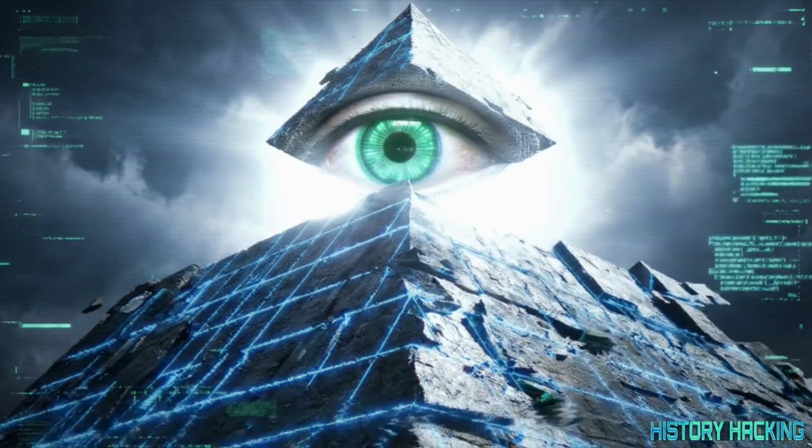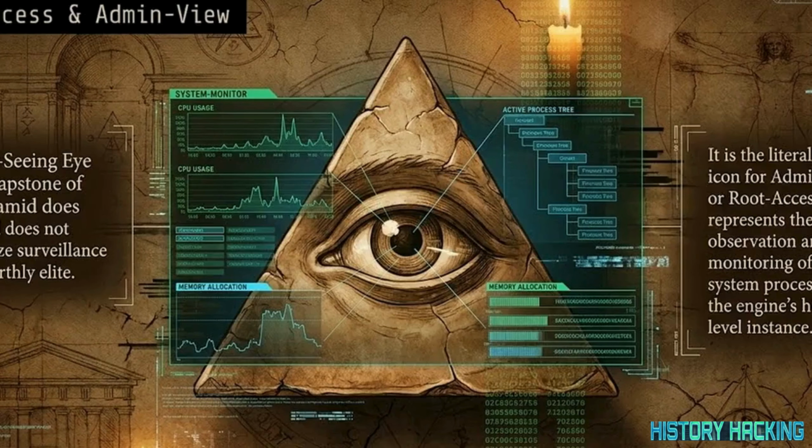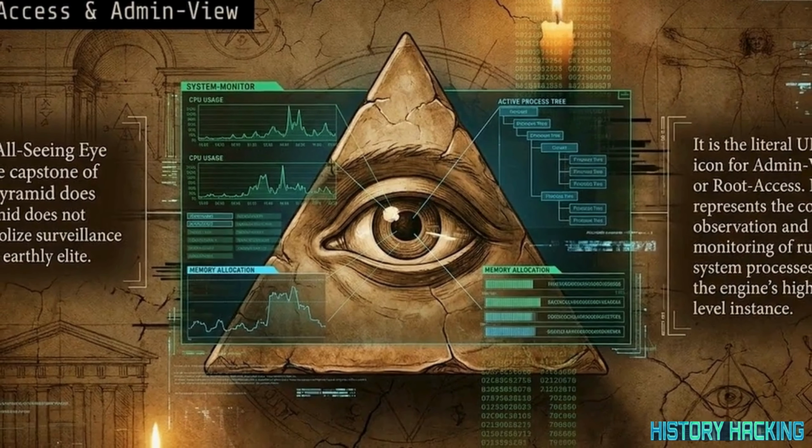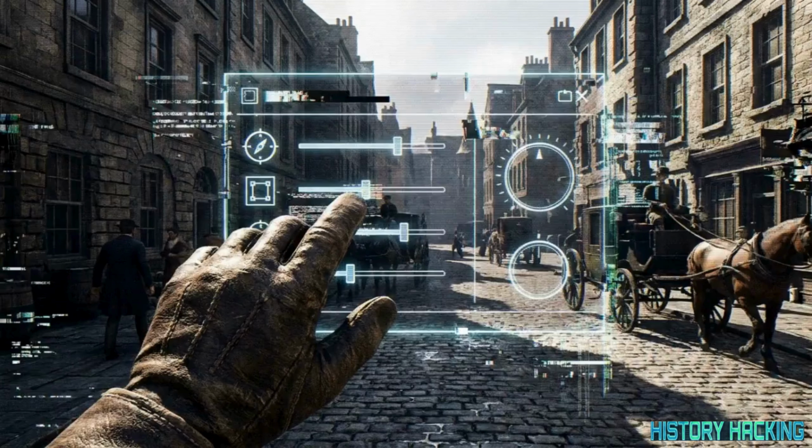capstone of the pyramid. In a digital reality, this eye serves as the UI icon for admin view or root access. This access allows for constant observation of system processes. The surrounding overlays monitor CPU usage and memory allocation, ensuring the engine's higher-level instance can maintain stability. These symbols function as a targeted user interface for manipulating the engine's core physics.